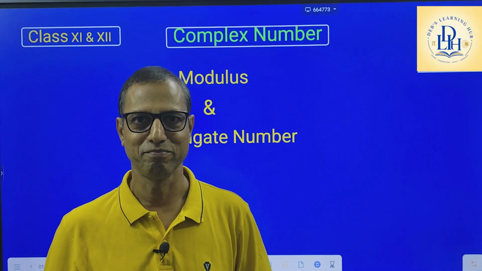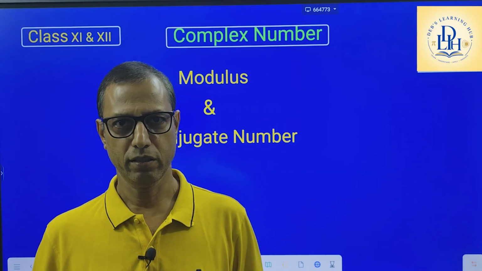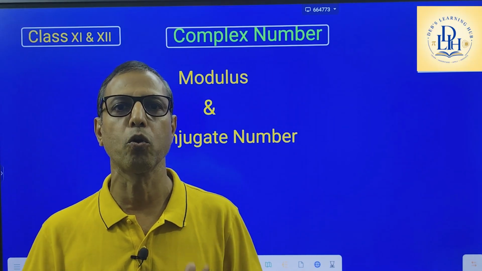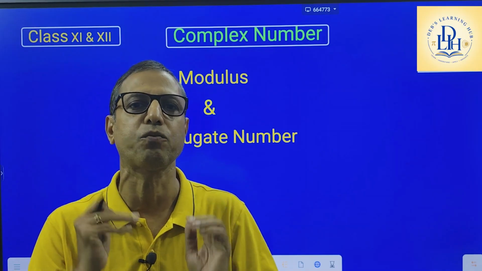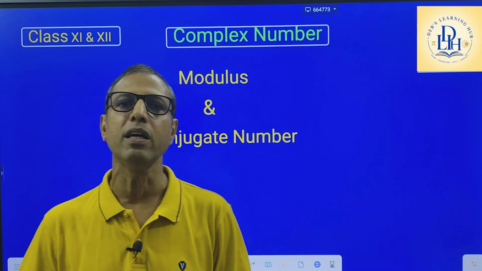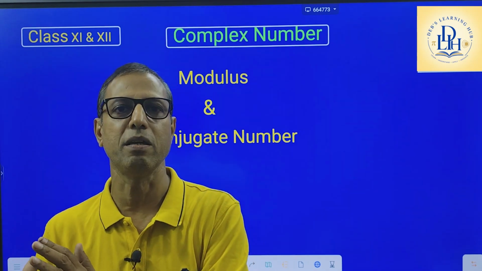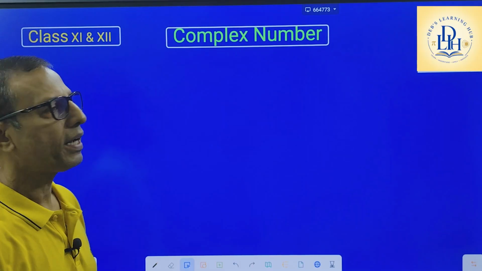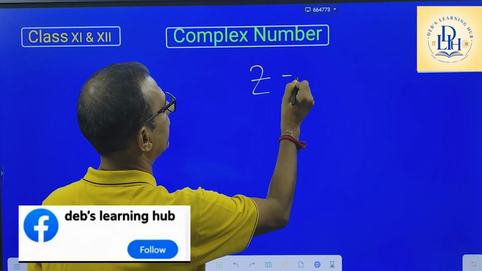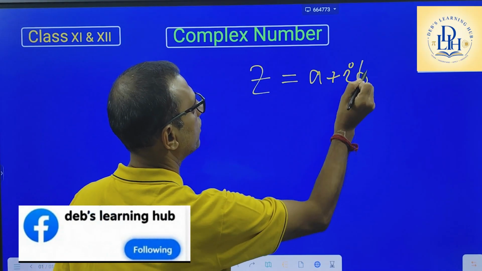So when we say complex number, in my previous videos I have already said, for a complex number we always think about the standard form. So what is the standard form of a complex number? That is a plus ib. One is the real part, one is the imaginary part, right? So let's say there is a complex number z where z equals a plus ib.